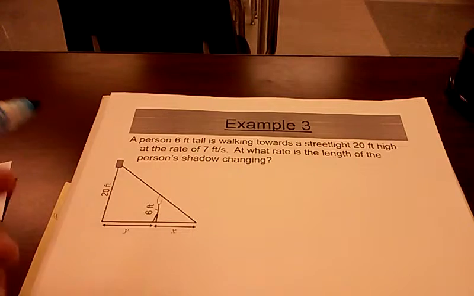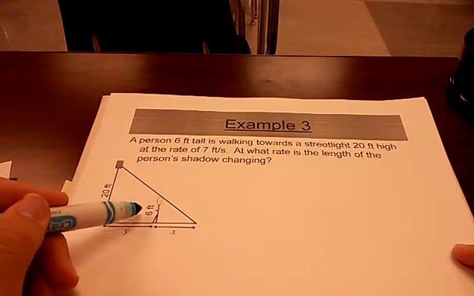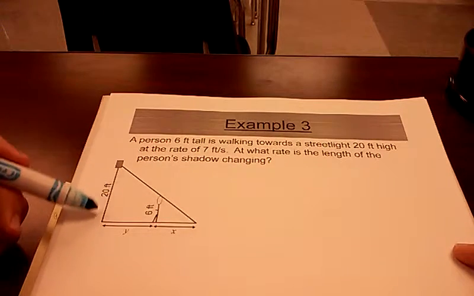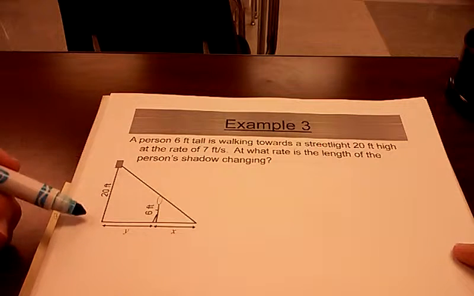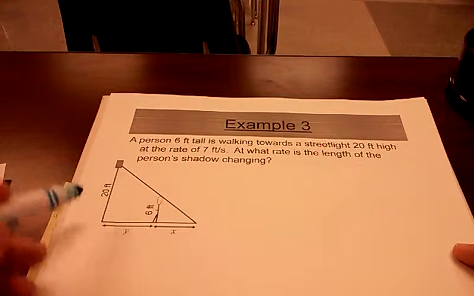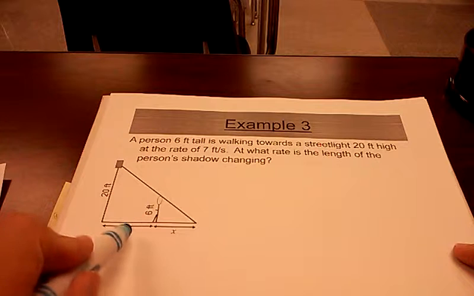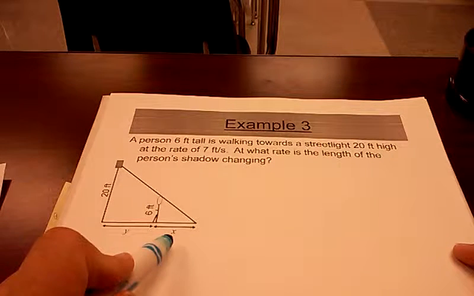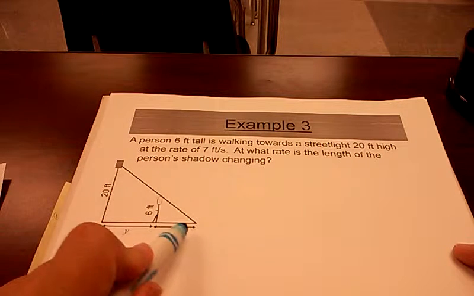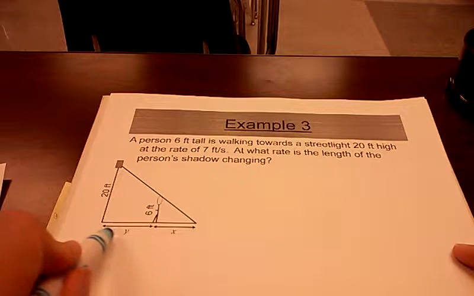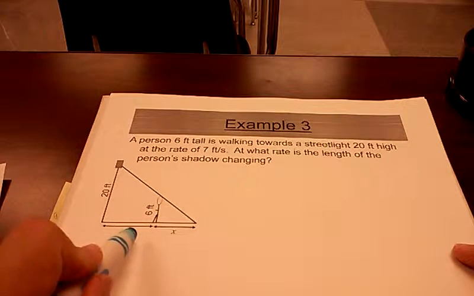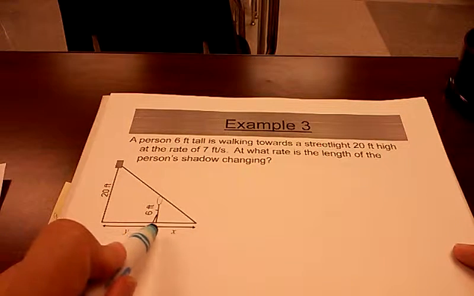Well, if you notice from the diagram, the person is 6 feet tall. The lamp post or street light is 20 feet tall. And then my x and y variables describe distance. X would be the length of the shadow, and y would be the length of the distance between the person and the street light.